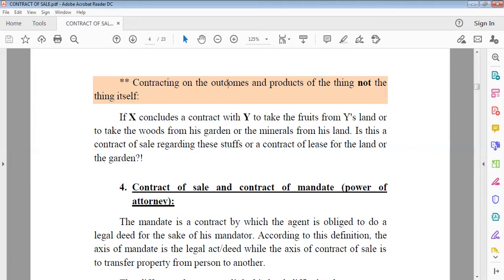Okay, so that's why jurists of the civil law differentiate between these two matters, and according to this differentiation, the name of the contract will be different, whether it is a contract of sale or a contract of lease. Let's say that, for example, Baha, I told him that I need the fruits of your land. So we made a contract between us that I will take the fruits and Baha will keep his land.